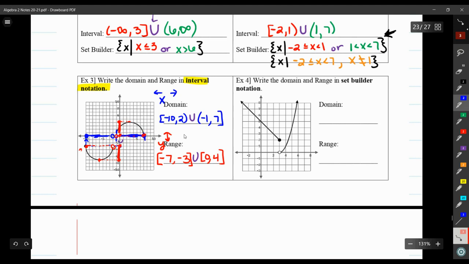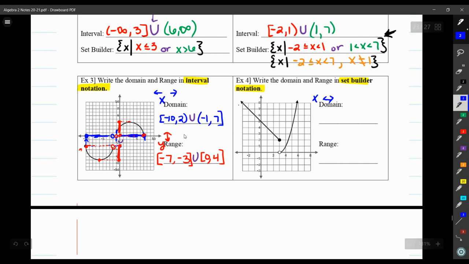Now let's look at 4. So let's talk domain for 4. And this one says we're going to write it in set builder notation. If it's easier to write it in interval first, then write it in interval first. Let's see. Sometimes that may be easier. So domain is furthest left to furthest right.